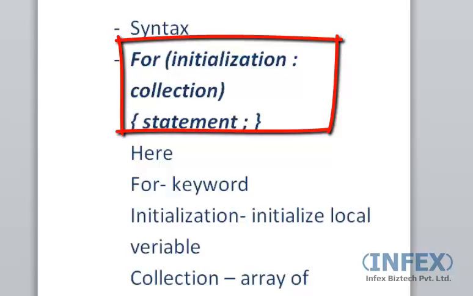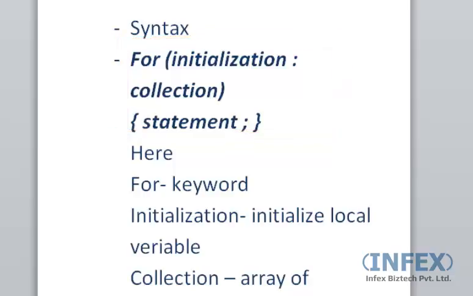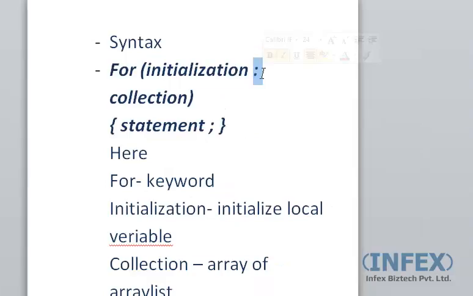Here, for is the keyword. Initialization, initialize local variable. Collection, array or array list. Here, the collection is the array. Statement is a simple statement which will be executed at each loop. Here, this colon represents in. So we can also call this loop a for in loop.